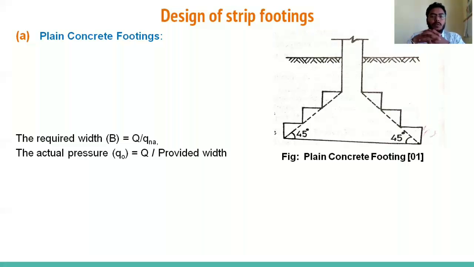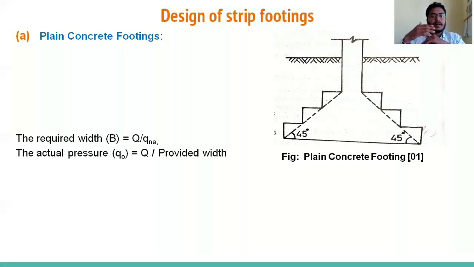See, why are we going to calculate the actual pressure, right? Suppose the required width we are getting is 4 meter. What we do is always provide some extra width, to be on the safer side. So suppose the required width is 4 meter, but we are taking 4.5 meter. So the actual contact pressure at the base of the footing will be different. That will not be QNA. That would be less than QNA, right?